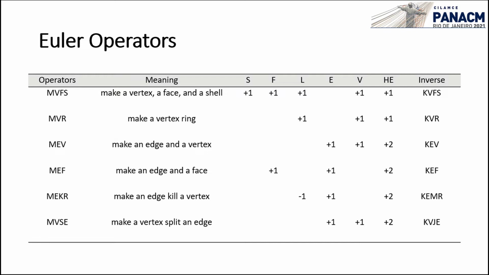The acronym S refers to the ability to split, and the acronym R refers to the creation of an inner loop inside the face. The other acronyms refer to the created entities. For example, the operator MEV makes an edge and a vertex, and its inverse operator KEV kills an edge and a vertex. Another example, the MEF operator makes an edge and a face, and its inverse operator KEF kills an edge and a face. The meaning of the other operators can be seen in the table.